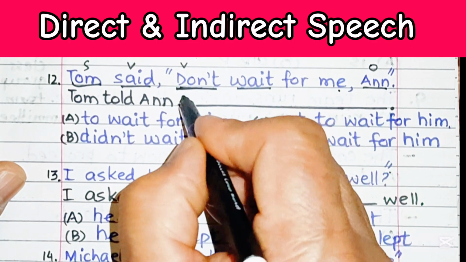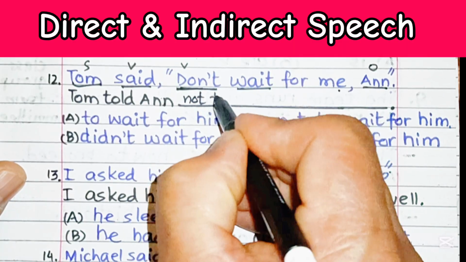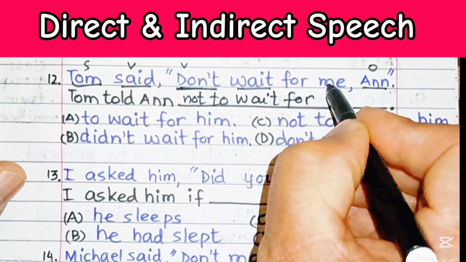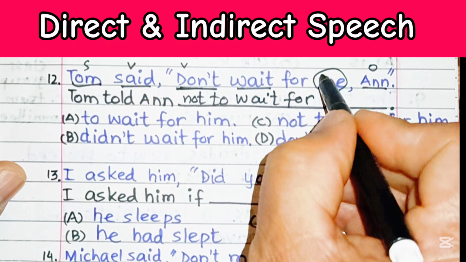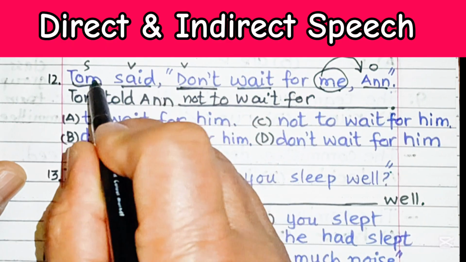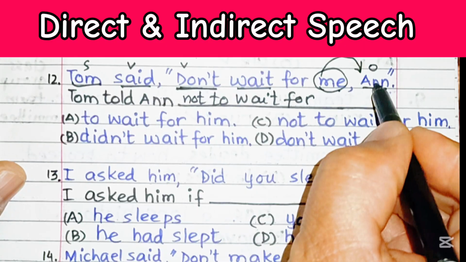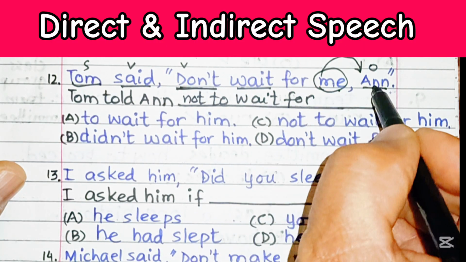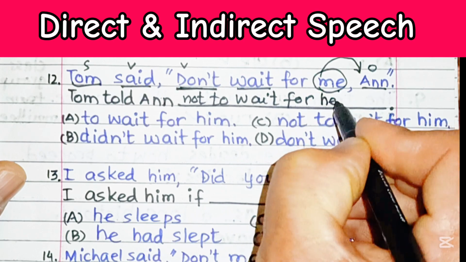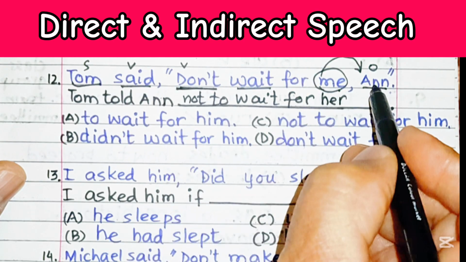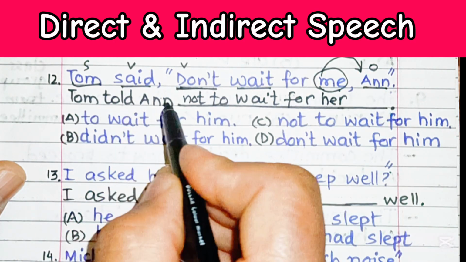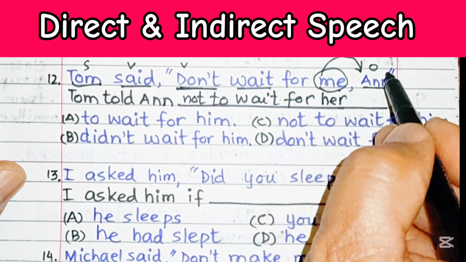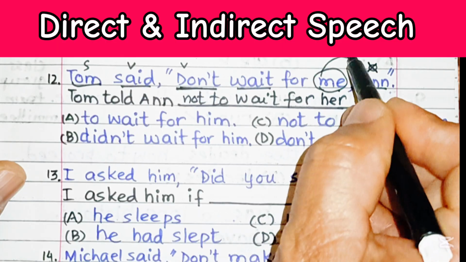Don't wait, we have to put not, and then to, and then wait, and then for, and then me is first person, it is to be changed. With the object, that is, Tom said, or the addressee is Anne. So that is Tom said to Anne. To Anne is to be changed into her, so she is a female. Tom told Anne not to wait for me, me is to be changed. This is not good. This is totally wrong.